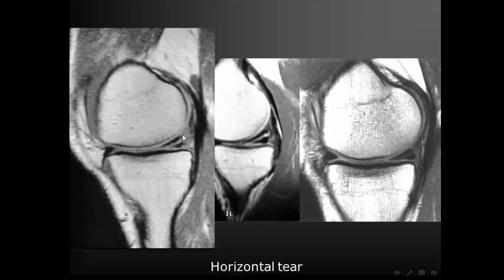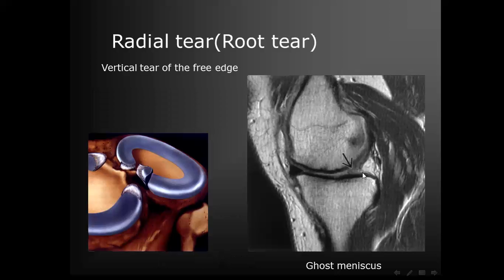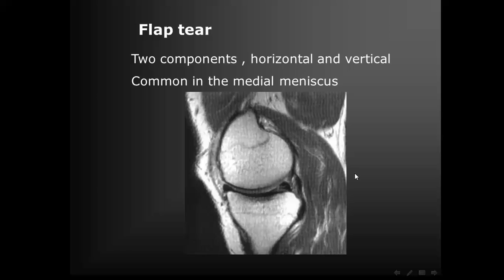Here is a horizontal tear. Here is a vertical tear. And the radial tear is that one with the separation of one surface. It's a vertical tear of the free edge. Here, vertical tear of the free edge means this area, and thus we get the meniscus as a ghost. No meniscus seen, it's a ghost meniscus.